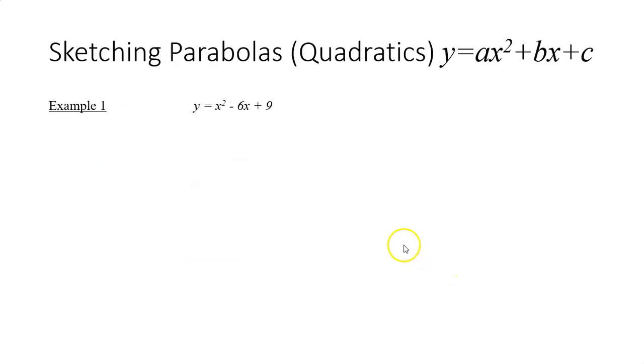Our first one is we're going to look at y equals x squared minus 6x plus 9. We want to work out what that parabola looks like. So we're going to find our 5 things before we sketch it.